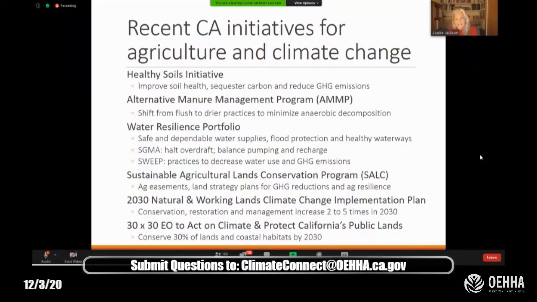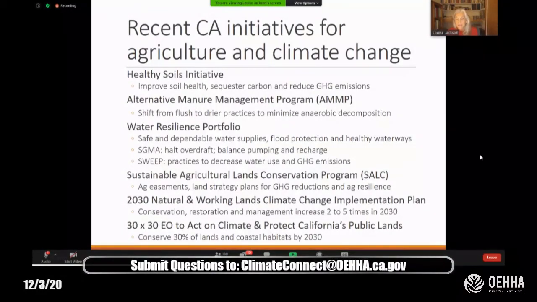I think that these are really interesting opportunities for indicators. Some of them have projections of goals that they would like to see through time, especially the Water Resilience Portfolio and the Natural and Working Lands Climate Change Implementation Plan. So tracking some of those goals and seeing how they affect both adaptation and greenhouse gas mitigation.